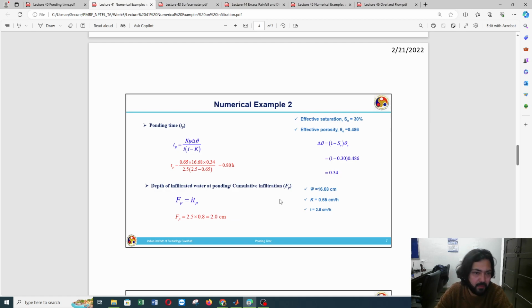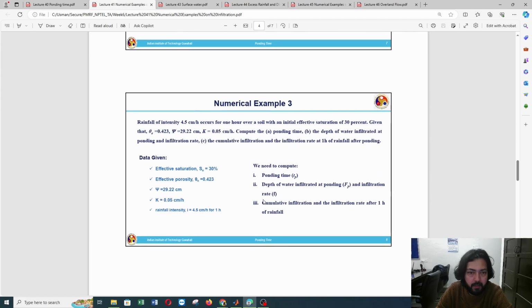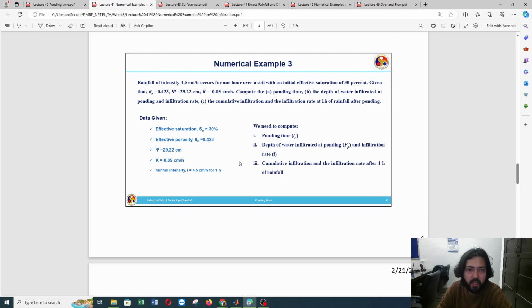That was one of the simplest sums, just to understand how to calculate ponding time and cumulative infiltration. Now we can take one more sum where they have asked us to calculate what would happen after ponding time, right? We have just seen the derivation for that also. So we'll take this example.